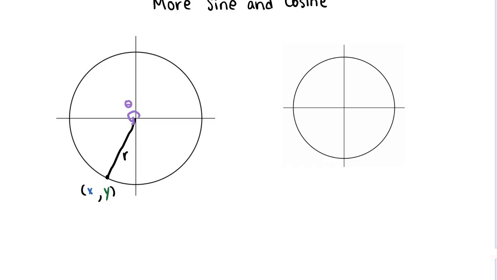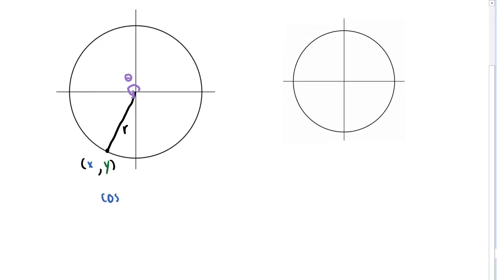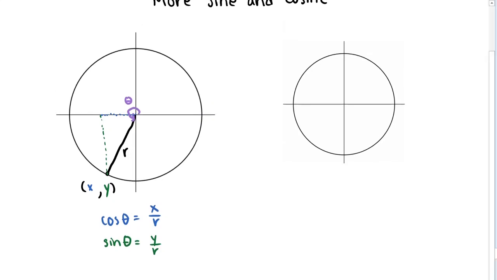And so we defined cosine of that angle theta to be the ratio x divided by r, right? So this measurement here divided by the radius of the circle. And then sine of theta, well, it's the ratio y divided by r, so this measurement here divided by the radius of our circle. And we made the point that these ratios don't change if we look at a circle of different radius. They really just depend on the angle, and so we can just look at the unit circle, a circle of radius 1.